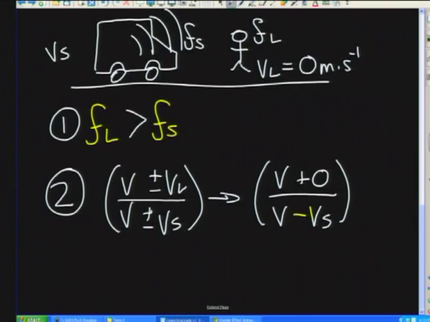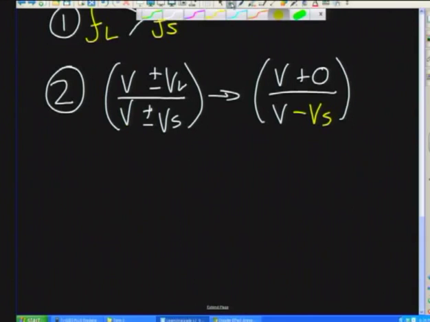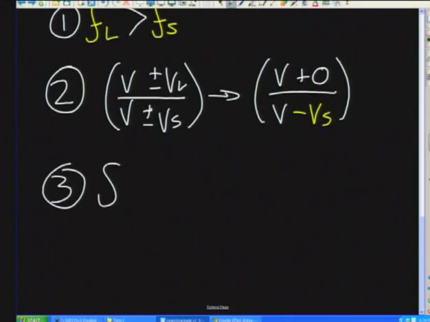I've got to subtract Vs to do that, to make the fraction bigger. And then eventually you can go into your step 3, and that's substitution. Now, just remember that whatever you're doing, your frequency listened must be larger. You might say, Phil, this is really, really difficult. This is very complicated. How do I know if I've done it right? Well, there's a very easy way to test.